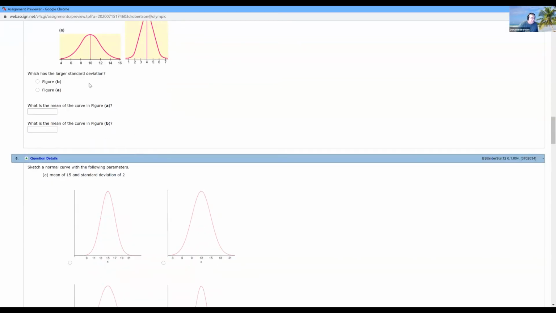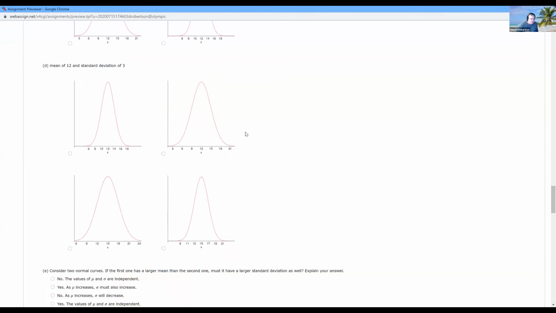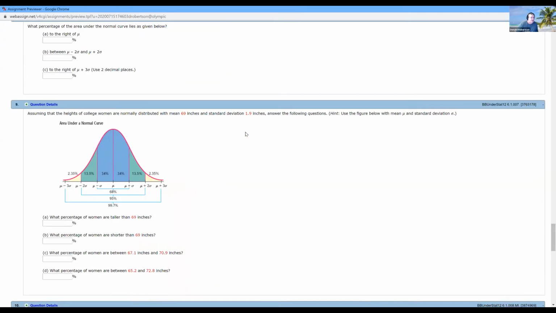If they asked you for the mean of this one, isn't it 10? And for this one, it's 4. Here's some more pictures, same kind of thing, so I'm not going to do that. Here's our friend.